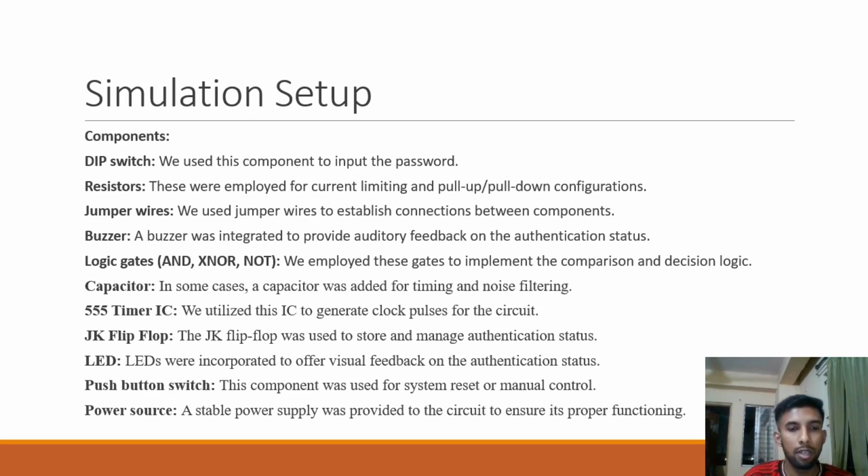The JK flip-flop was used to store and manage authentication status. The LEDs were incorporated to offer visual feedback on the authentication status. The push button switch was used for system reset or manual control, and a stable power supply was provided to the circuit to ensure its proper functioning.